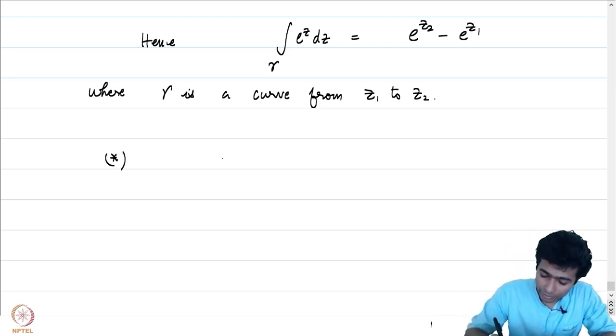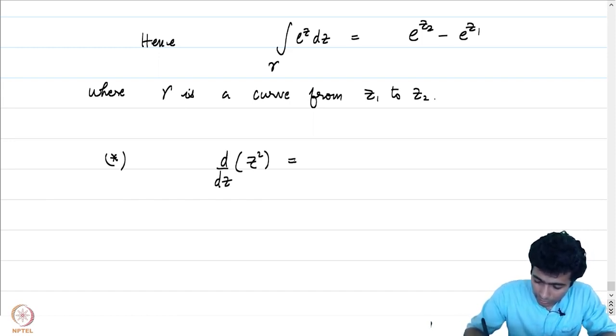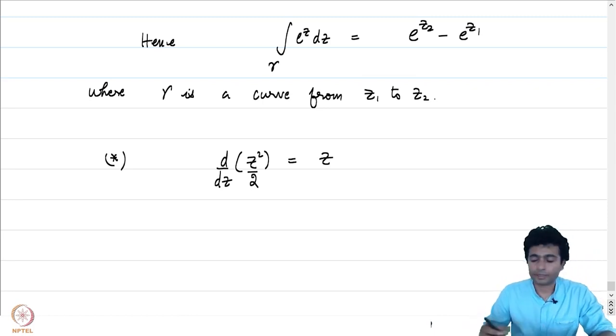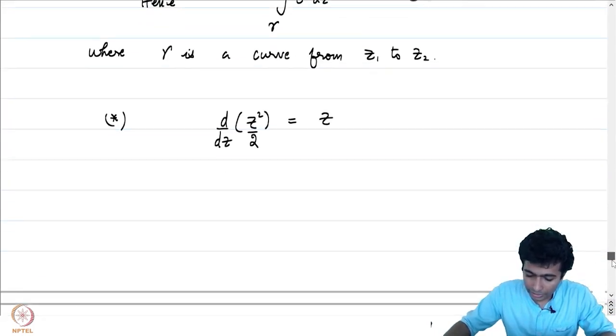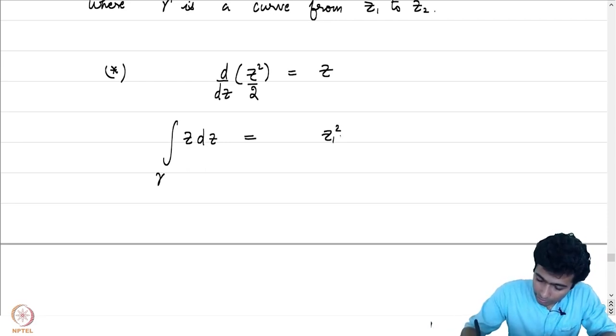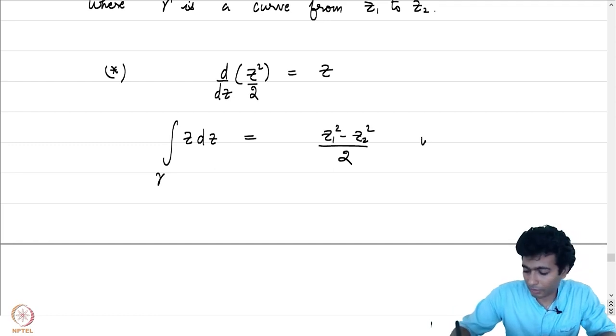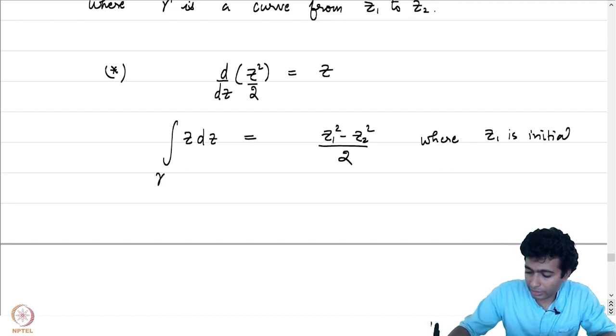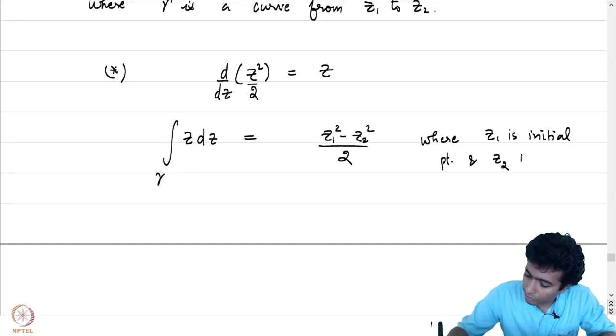Let us now look at another example. We know that d/dz of z squared by 2 is equal to z. Now, applying the fundamental theorem of calculus over any curve gamma, the integral of z dz is going to be equal to z2 squared minus z1 squared by 2, where as earlier z1 is the initial point. So, maybe I should be a little careful. Now, I made it z1 and z2 rather than z0 and z1, but it is quite straightforward, no confusion will come up.